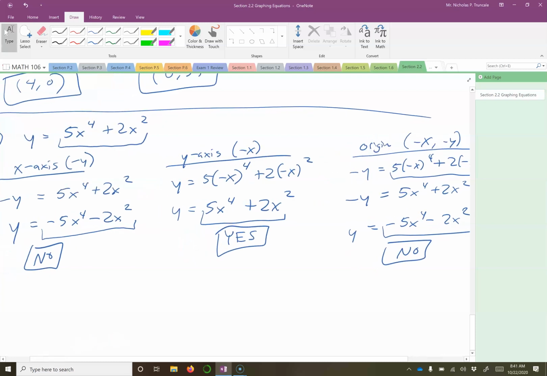Okay? So the result here is, yes, we have y-axis symmetry. Are there equations out there that, when graphed, don't have any symmetry? Yes. So you could get no, no, no. You could get yes, yes, yes, and then you can get some other combinations just depending on the equation. Okay?